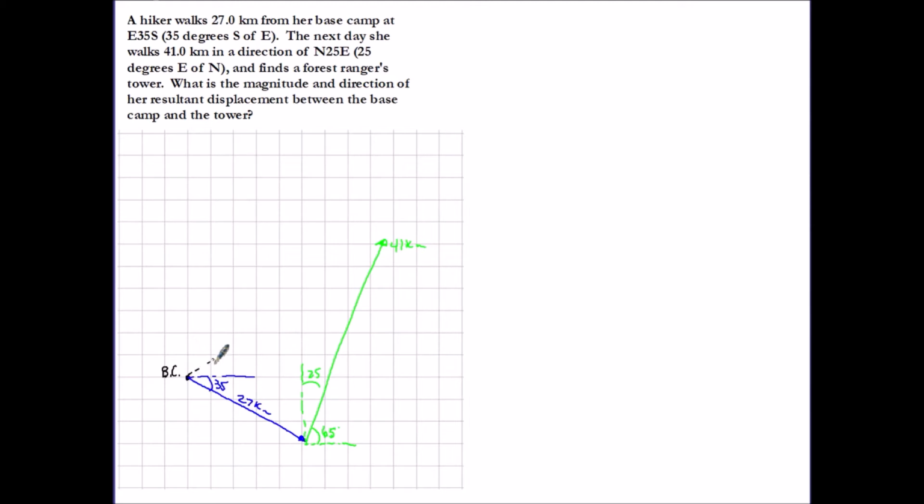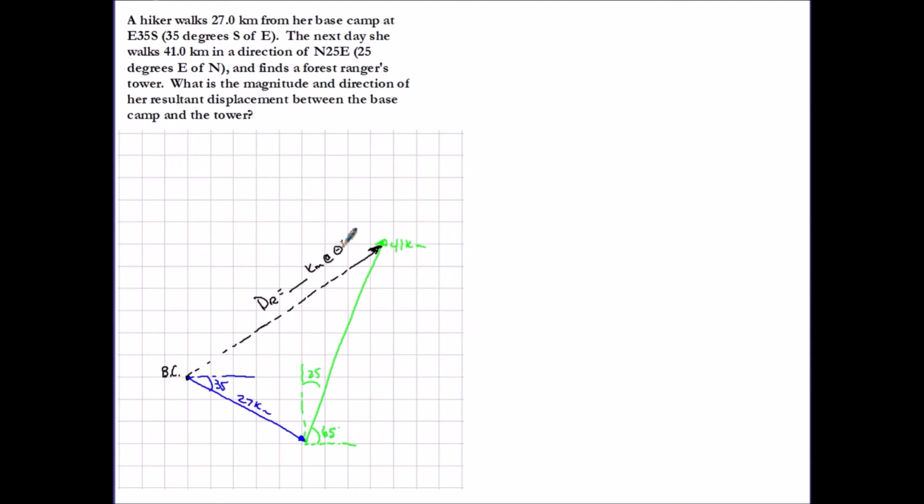Now, her final displacement is from beginning to end. Again, I'm just showing this added via the tip-to-tail method. And I'd like to find that as both a magnitude, some length, and at some angle. Okay, so we're looking for that. Now, how to do this?